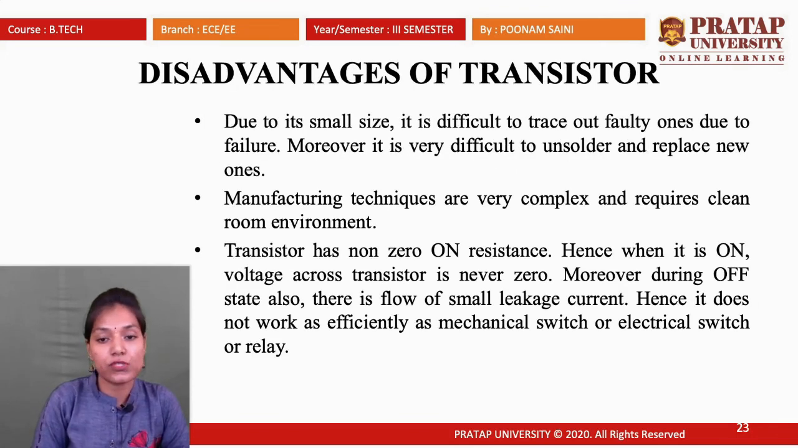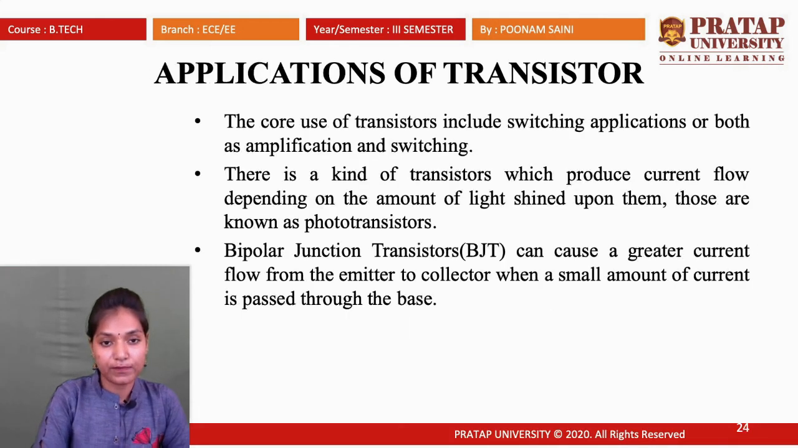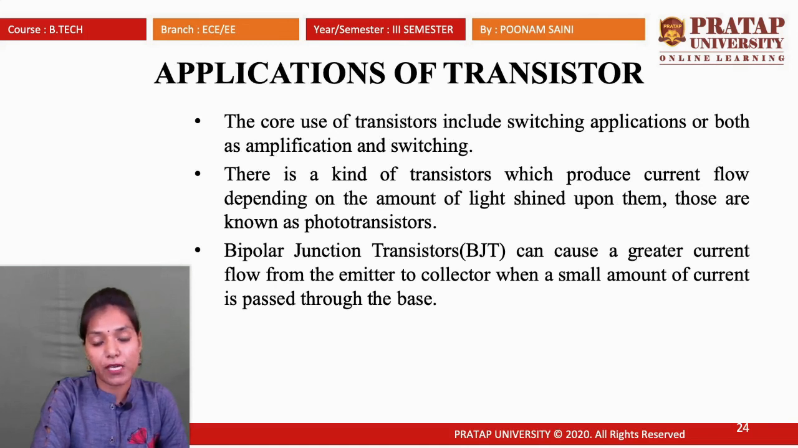Transistor has no zero on-resistance, hence when it is on, the voltage across the transistor is never zero. Manufacturing techniques are very complex and require a clean room environment. And these are the applications. A BJT can cause a greater current flow from the emitter to the collector when a small amount of current is passed through the base. And the core of transistor includes switching applications, or both amplification and switching.